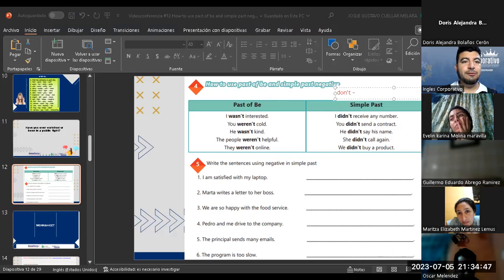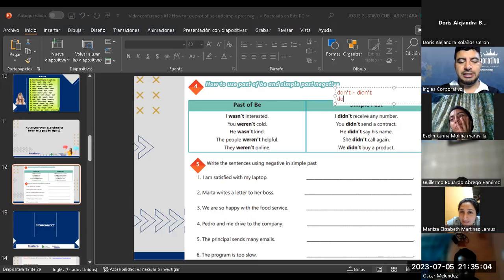In present, we have don't. In past, we have didn't. Es el mismo, solo que don't es para presente y didn't es para pasado. In present, we have that difficulty that we have two types of words. Tenemos dos tipos de palabras. Don't y doesn't. Remember that doesn't is for third person. Doesn't es para tercera persona. But in this, didn't is for everything. Más fácil todavía. Didn't es para todo, ¿verdad?